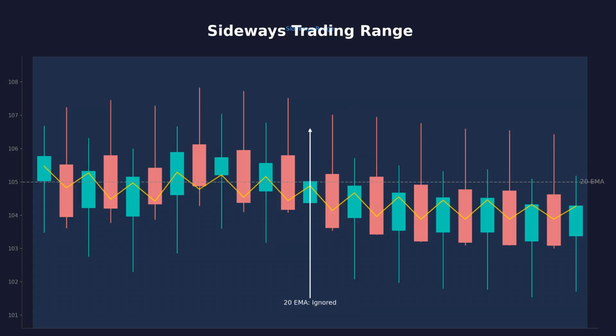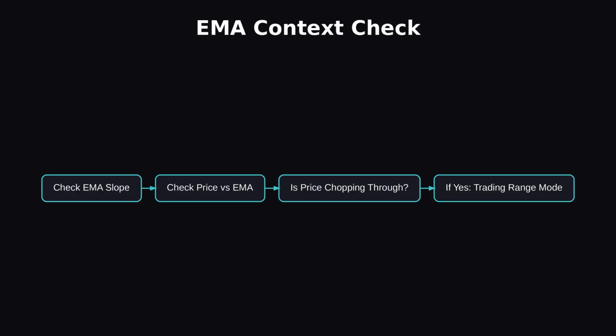However, context is everything. The 20 EMA is only useful when there is a trend. In a trading range, the EMA becomes flat and the price oscillates around it repeatedly. In this context, the EMA provides zero value. Recognizing this state is vital. If the candles are chopping through the EMA, closing above, then below, then above, stop using trend strategies. You are in a barbed wire market pattern, and trend entries will fail.